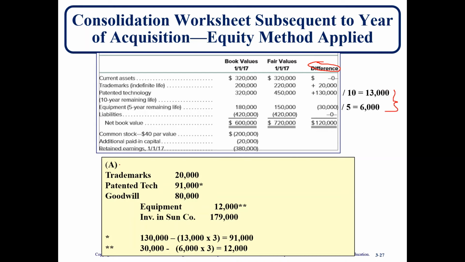slides. So we're going back to our consolidation entry A. We have our trademarks. That difference of 20,000 remains the same because trademarks has an indefinite life. The same thing with goodwill. If you recall from previous slides, goodwill was calculated at 80,000 on the date of acquisition. That remains the same again because it has indefinite life. Now, the ones that we need to be concerned about are the ones that have been depreciated or amortized, in this case, the patented technology and the equipment.